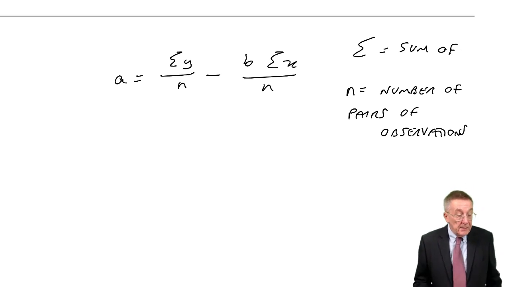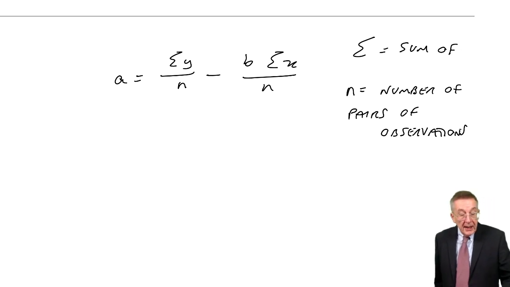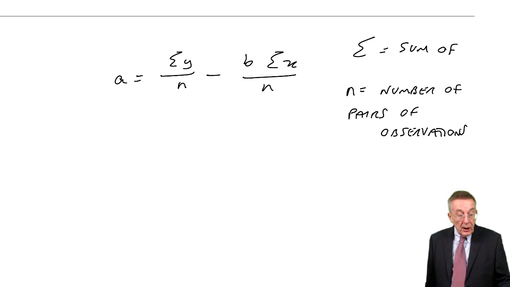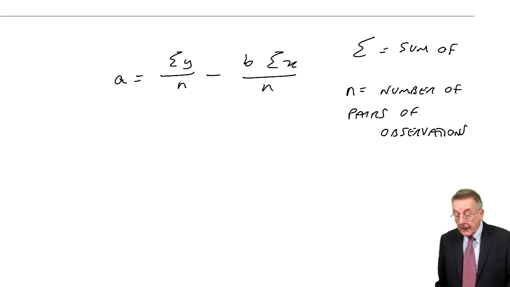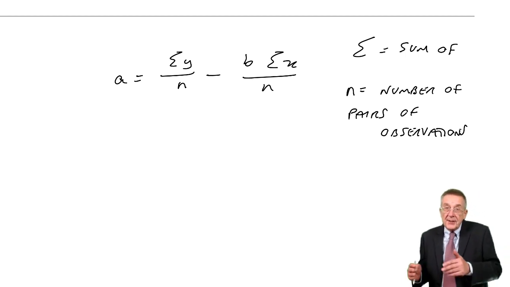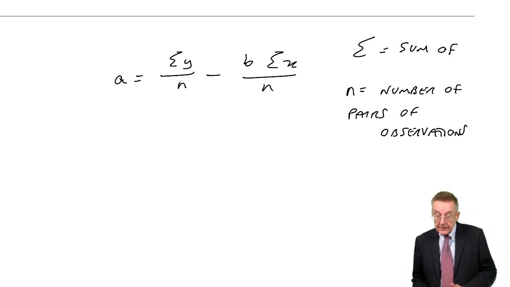I'll put all the numbers in a minute, but all I mean here is we've got the number of units and the cost for each of 1, 2, 3, 4, 5, 6, 7 months. So we've 7 sets, 7 pairs of observations.